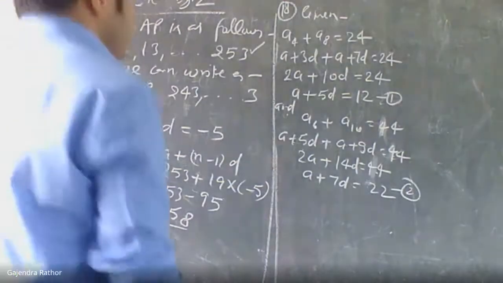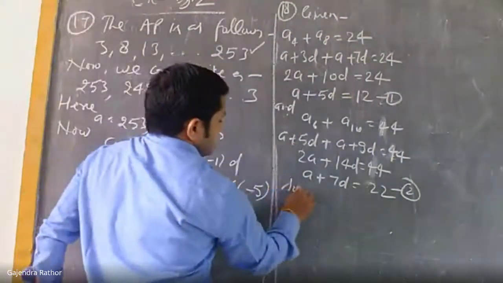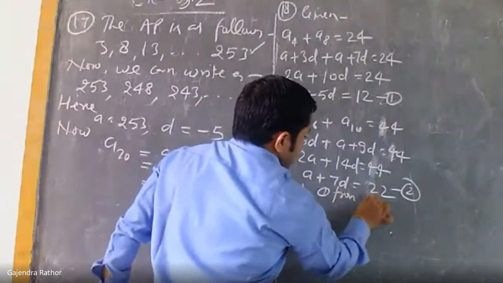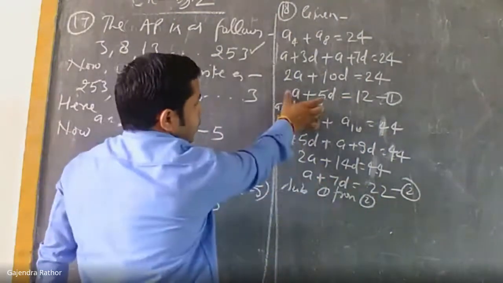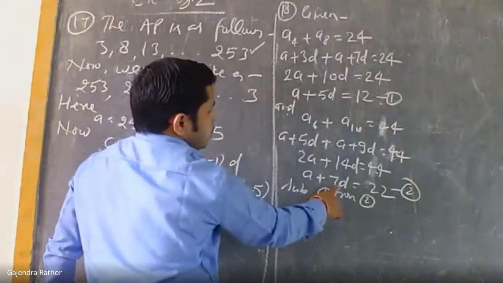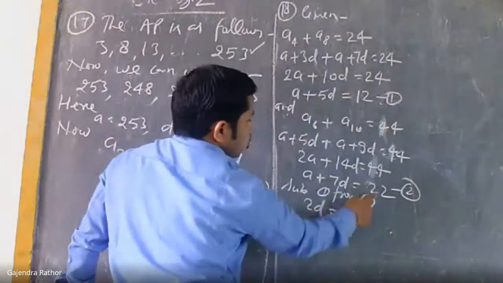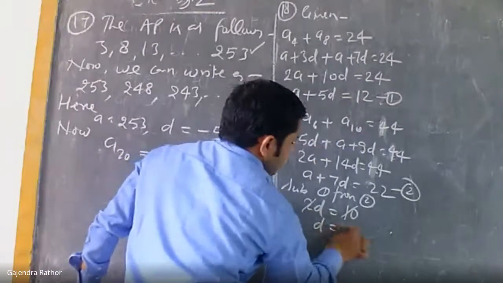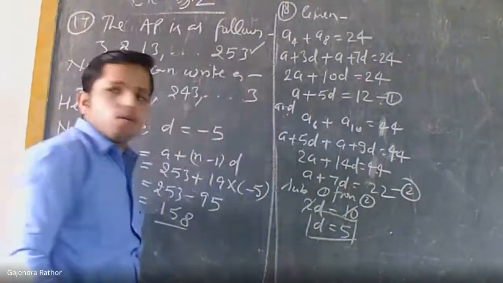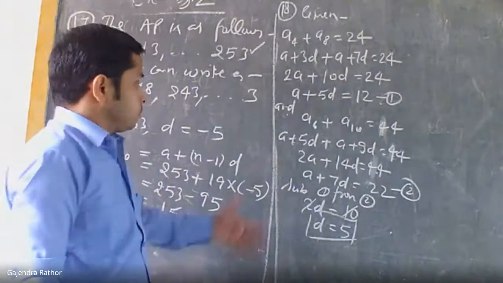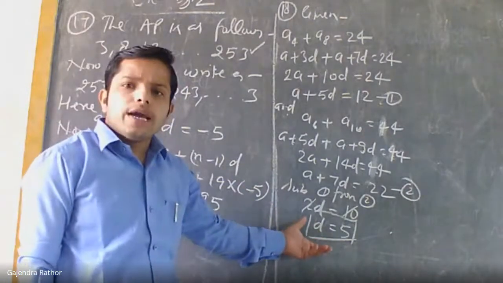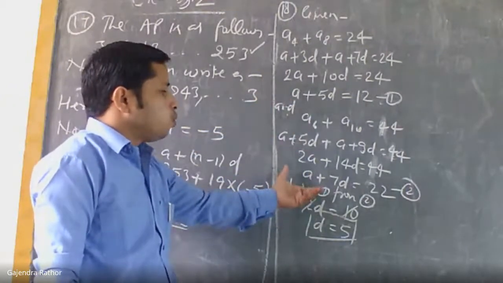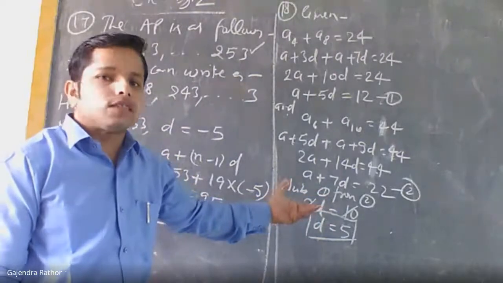Now let's see. Subtract equation number 1 from 2. A cancels, 7D minus 5D is 2D, 22 minus 12 is 10. 2 cancels, D is equal to 5. So we got the value of the common difference as plus 5. Now we can place the value of D in either equation 1 or equation 2. By placing it, we can get the value of the first term.